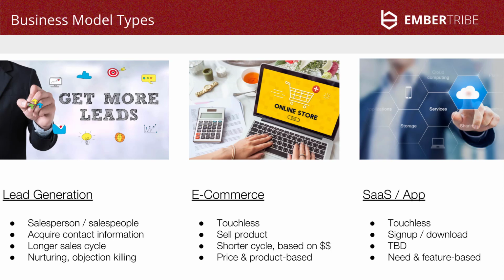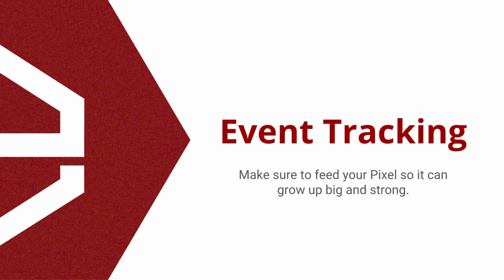Now, there are outliers, or ones where you're somewhere in between some of these, but by and large, if you're running Facebook ads, you're probably falling into one of these three online business models. So, what do you do depending on your business model as far as your event tracking goes?